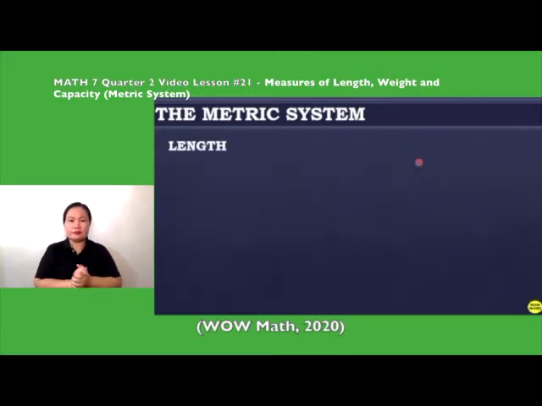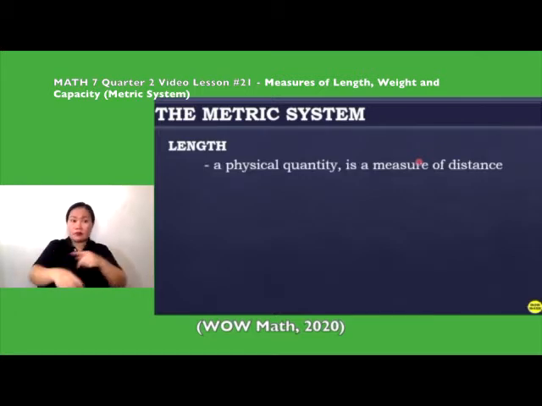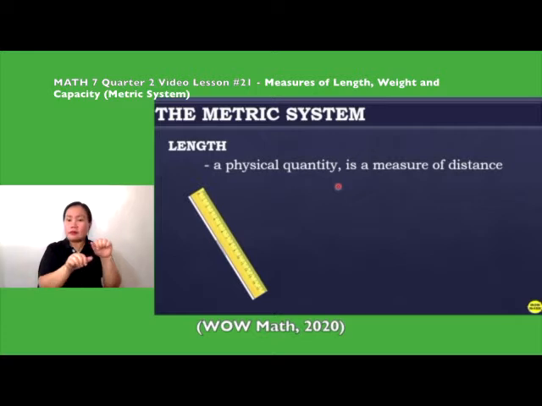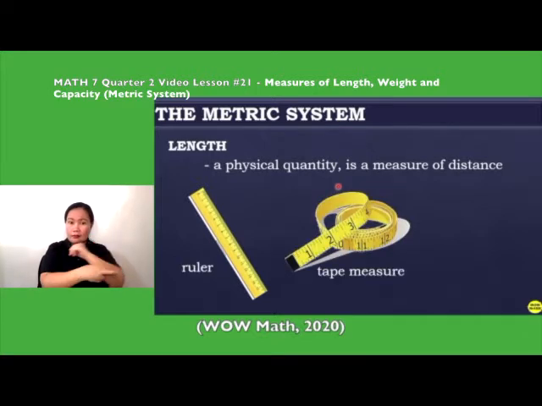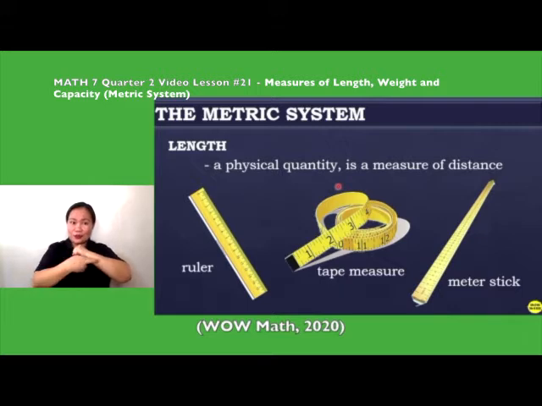Okay. So, let's have first the concept of length. So, length is a physical quantity. Its measure is of distance and the length of the object. So, kapag length ang tinutukoy natin, ang kinukuha natin dito ay yung distance or yung length ng isang object. Okay? So, ano ba yung mga instrument na pwede mong gamitin sa pagkuha ng length? So, I know, familiar tayo dito. So, pwede kang gumamit ng ruler. You can make use of the tape measure and the meter stick. So, ito po yung mga instrument na pwede nyo pong gamitin when we are measuring length. Okay?